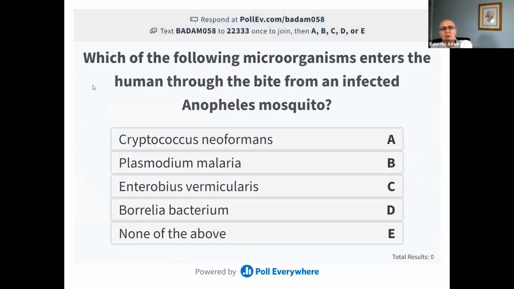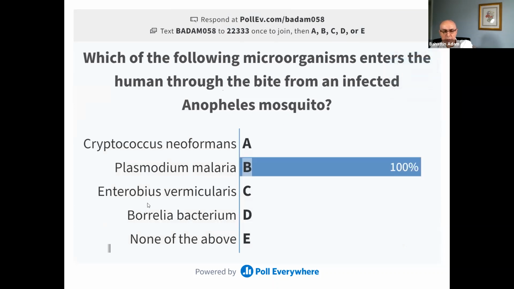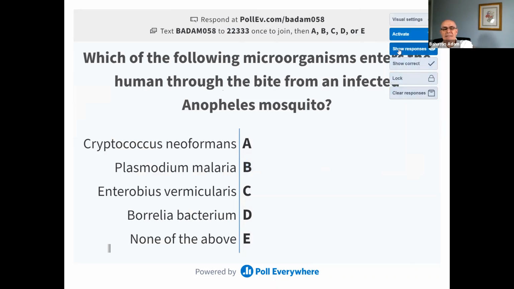Okay, now which of the following microorganisms enters the human through the bite from an infected Anopheles mosquito? Plasmodium malaria, correct. Good job, guys.